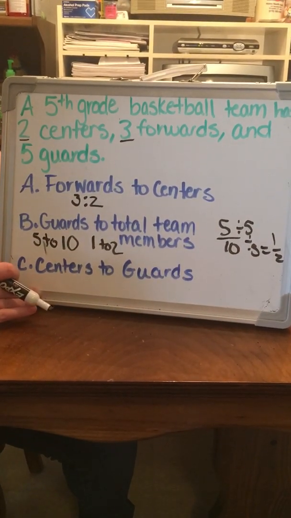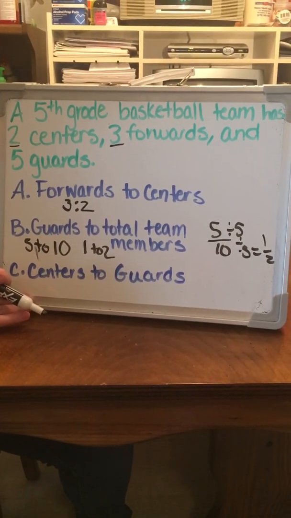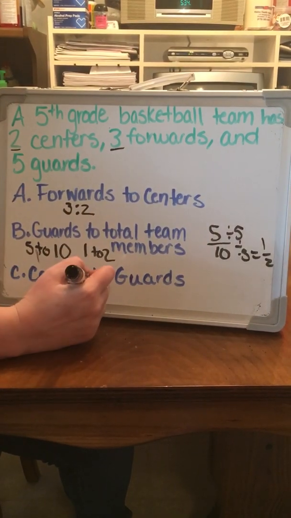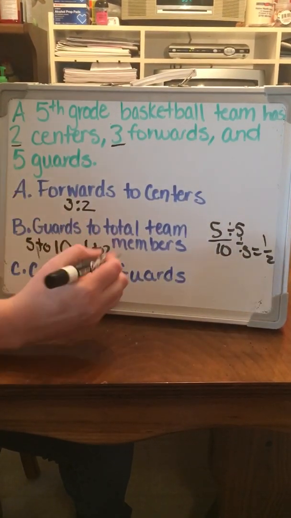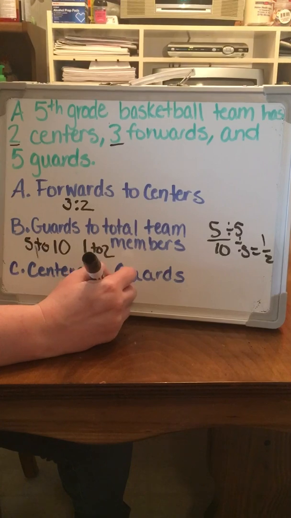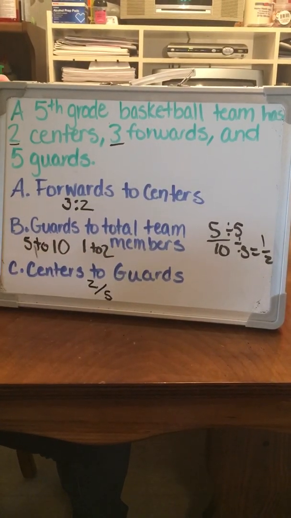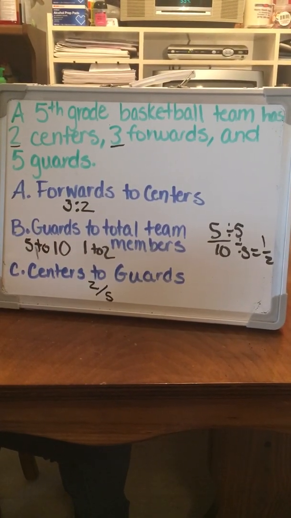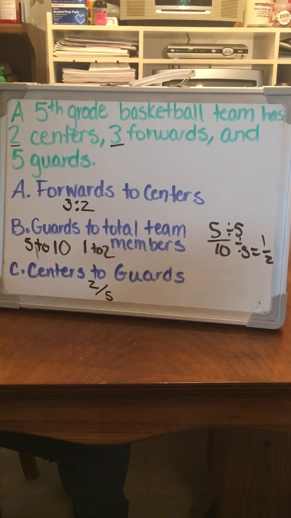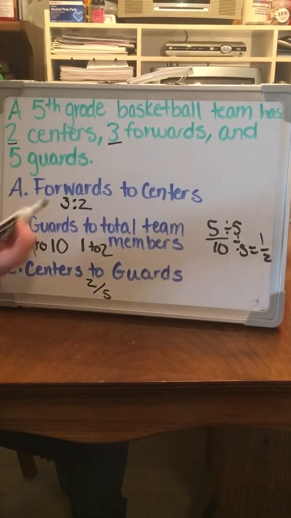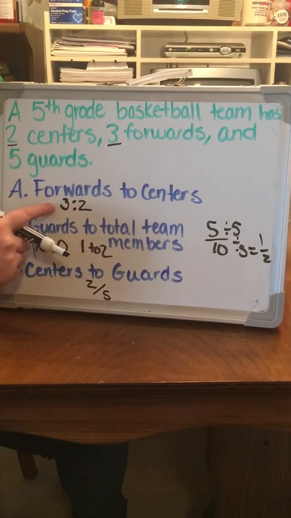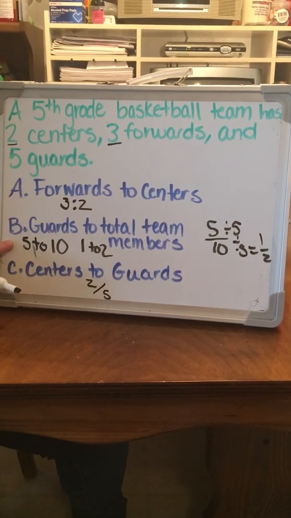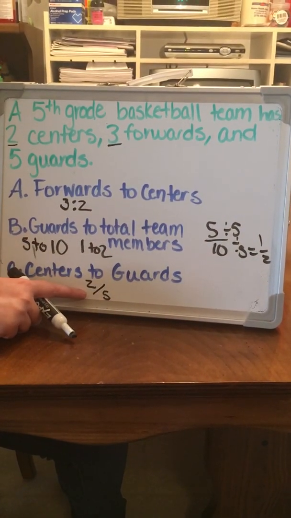Now let's do centers to guards. How many centers are there on the team? There's 2. How many guards are on the team? There's 5. So this is a 2-to-5 ratio. For every 2 centers that are on the team, there are 5 guards on the team. So we've wrote ratios, and we've wrote them in 3 different ways. 1 with a colon, 1 with the word to, and 1 with a fraction.